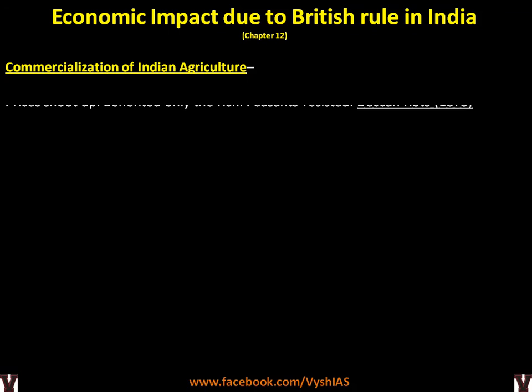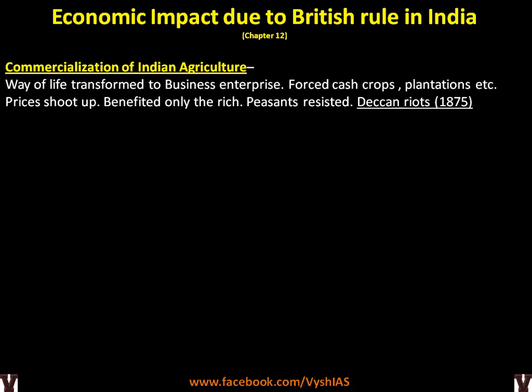Commercialization of Indian agriculture. A way of life was transformed into a business enterprise. Agriculture was a way of life for Indians right from the age of the Harappan civilization or prehistoric times. Indians were doing agriculture not as a business but for their own survival, and the rest they might sell or exchange with other farmers or artisans. But the Britishers changed it into a completely business model, and they forced cash crops and plantations. Instead of growing rice and wheat, they forced Indians to grow cotton, indigo, rubber, jute, all things which could be big trade products.